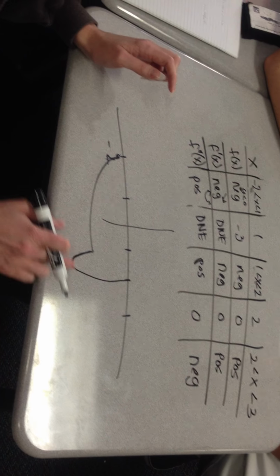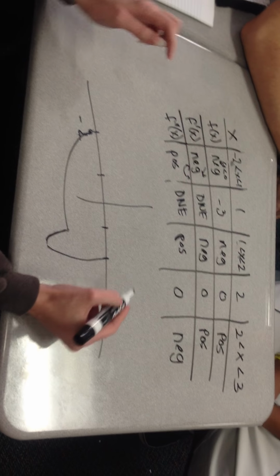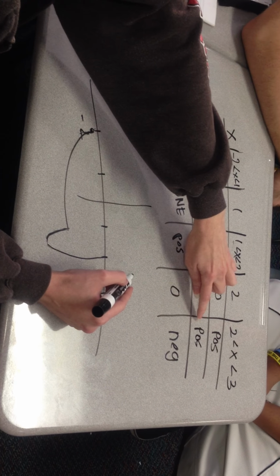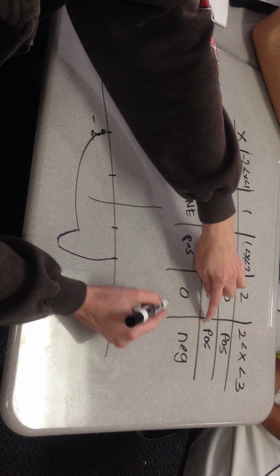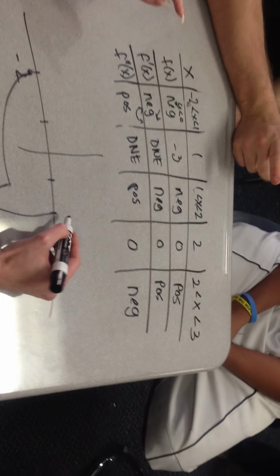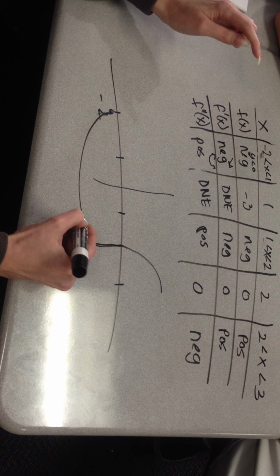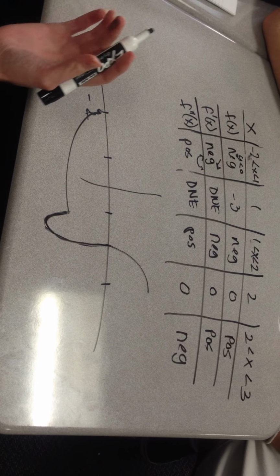Not very pretty. Okay, then this was positive, so that means it's above the x-axis. Then this is positive, so that means it's going upwards, and then concave down. Something like that. I don't know.